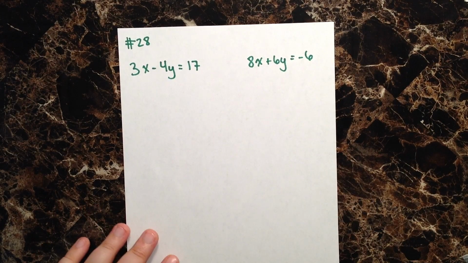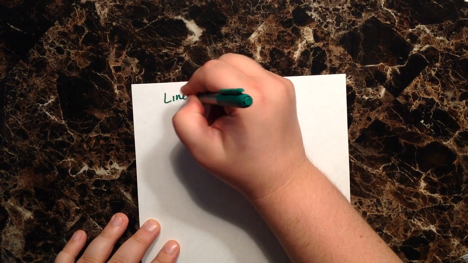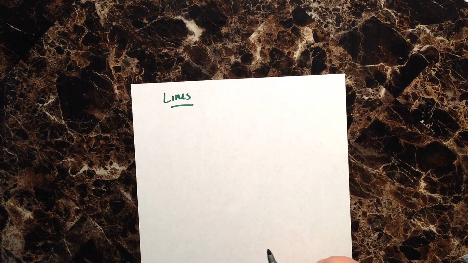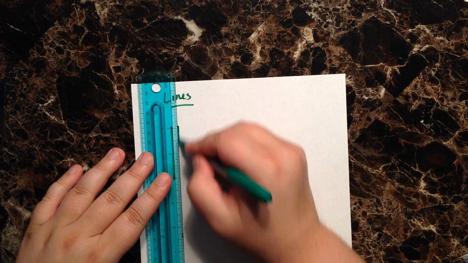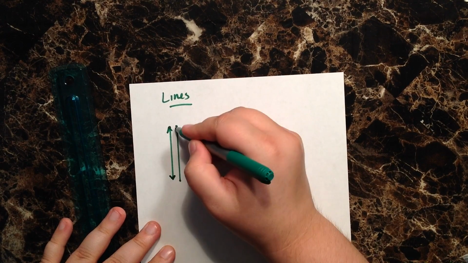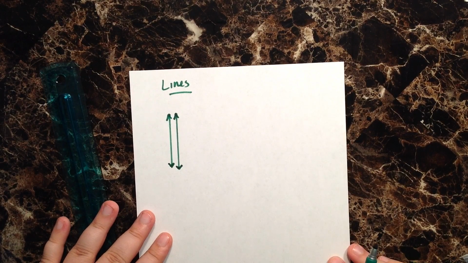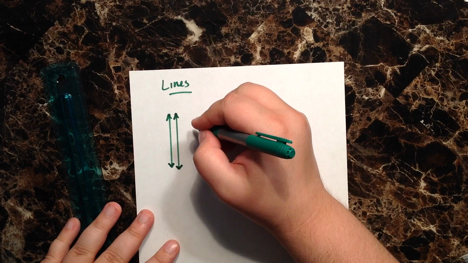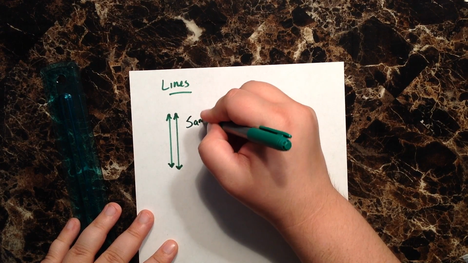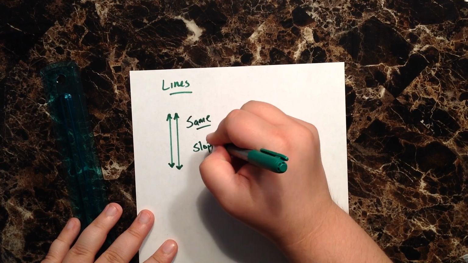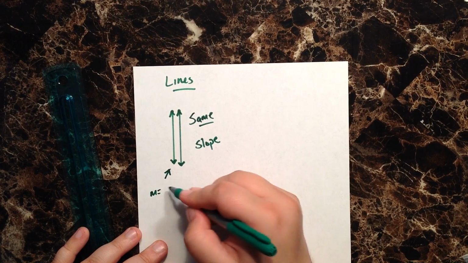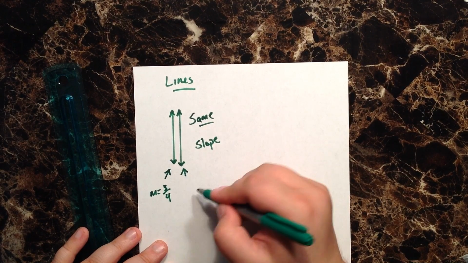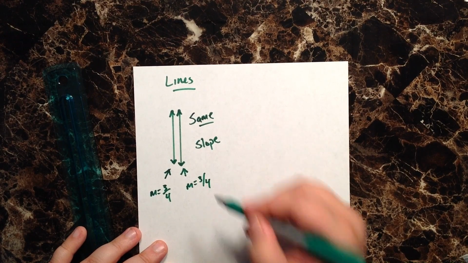Before we start solving and determining whether these lines are parallel or perpendicular, let's talk about lines for a second. What is parallel? What do parallel lines look like? Well, parallel lines look like this, right? They never intersect. And what type of slope do parallel lines have? They have the same slope. So let's say the first line had a slope of 3 over 4. Then the second line would also have a slope of 3 over 4.